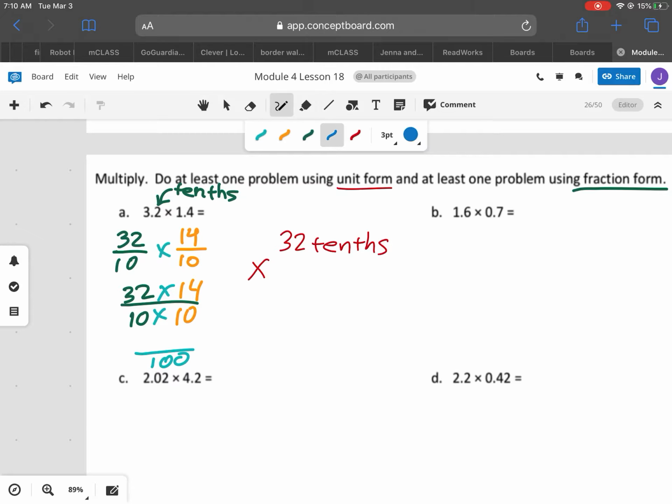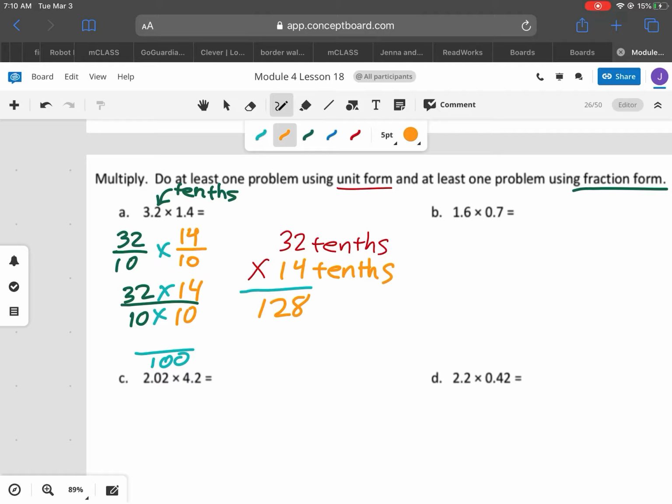times 14 tenths. Now, what we basically see now is that we have just 32 times 14, and then we'll take care of the tenths afterwards. Alright, the tenths times the tenths will give us 100. We already see that with the fraction form, but we'll also show you in another way. Okay, so first we're going to do 4 times 2, and that gives us 8. And then we do 4 times 3, and that gives us 12.